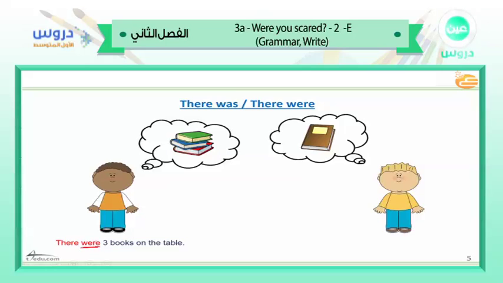Okay, but this boy, he's thinking about 1 book. It is 1 book on the table. So he will say, there was a book on the table, or there was 1 book on the table. Okay, so he should say was. Can you see this one? Was. Okay, everyone, so it's very easy. There was, if I'm talking about 1 thing or 1 person, and there were, if I'm talking about more than 1, 2, 3, 4, 5, 10, 100, and so on.